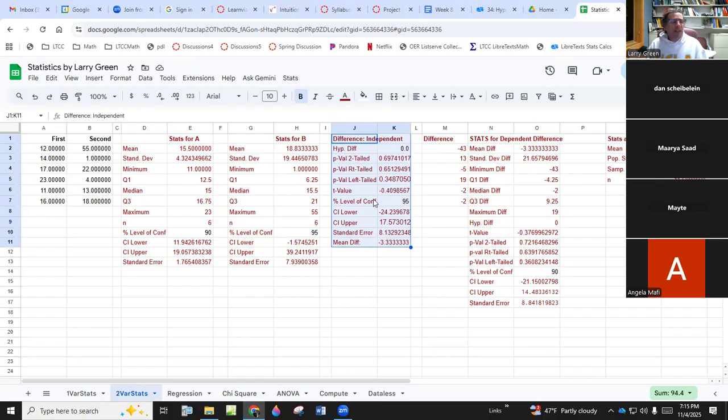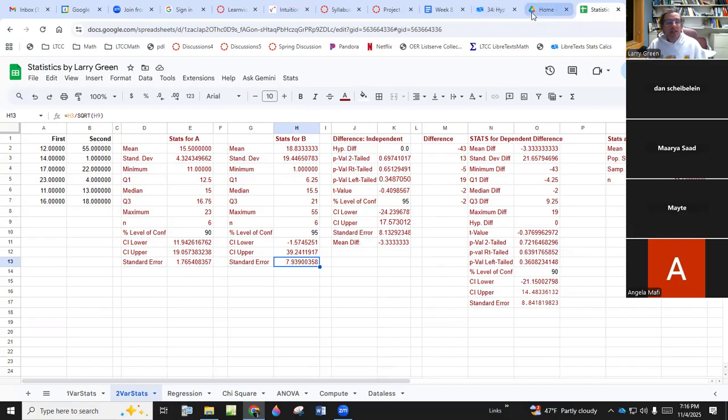The other thing, if you have independent data, then the stats for A and B are more important, so you probably want to copy and paste those too. If you have dependent data, this gives you the mean and standard deviation, and the other important things. For independent, you're really going to do the individual because they're independent of each other. Any questions on that?